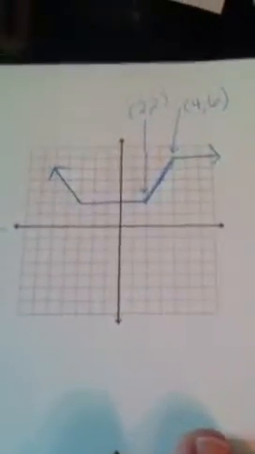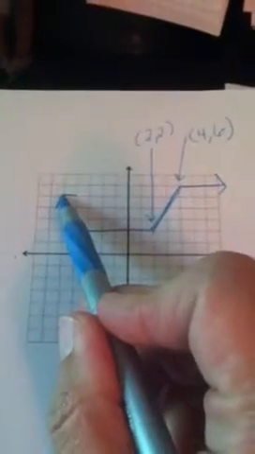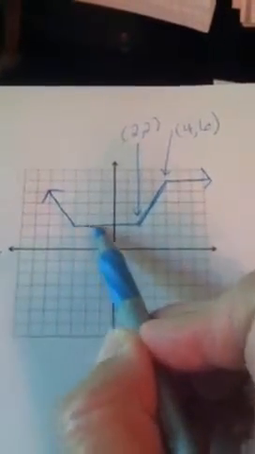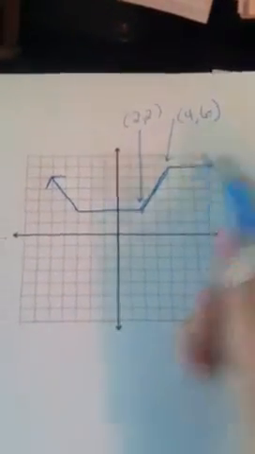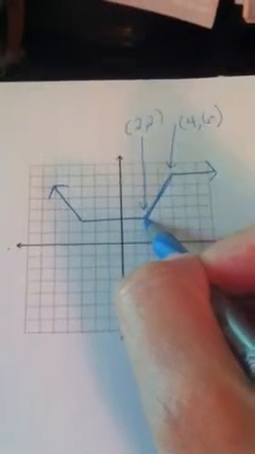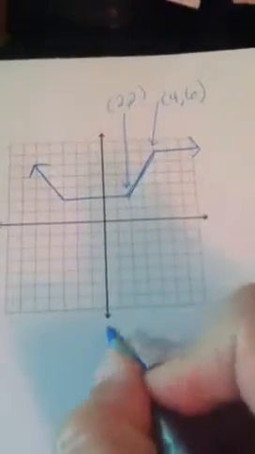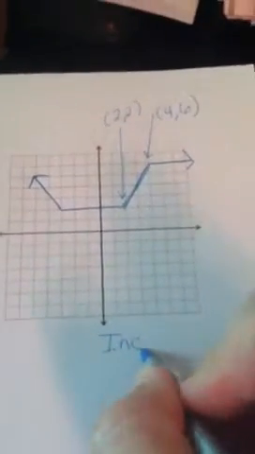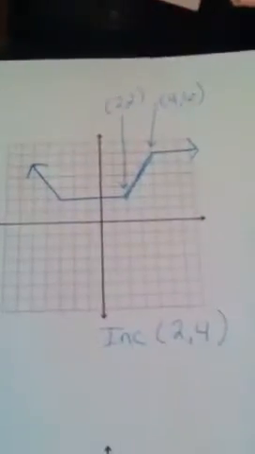And let's look at one other example. And then this would be decreasing, constant, increasing, constant. So I'm just going to name the increasing interval for this one, talking about the x values, so that would be 2 to 4. So I am increasing from the interval 2 to 4.